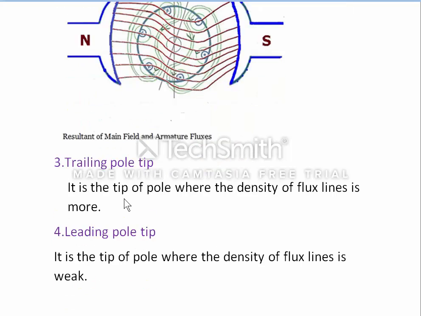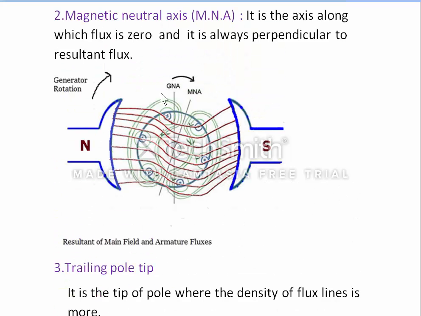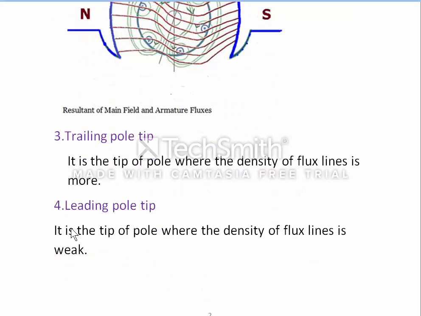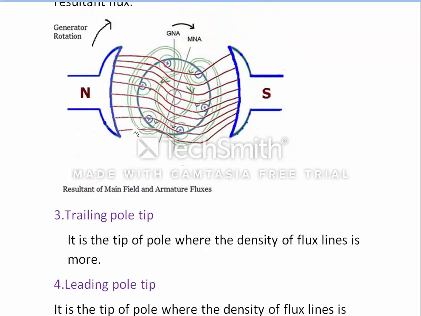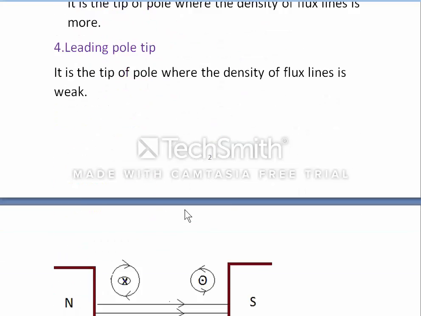Next, trailing pole tip. It is the tip of the pole where the density of flux lines is more. So you can see here the flux lines are more. Similarly here also flux lines are more. So this is called the trailing pole tip. This is also trailing pole tip. Next, leading pole tip. This is the tip of the pole where the density of flux lines is weak. So look at this. The flux line density is less. Similarly here also the flux line density is less. So this pole tip and this pole tip are called the leading pole tips.